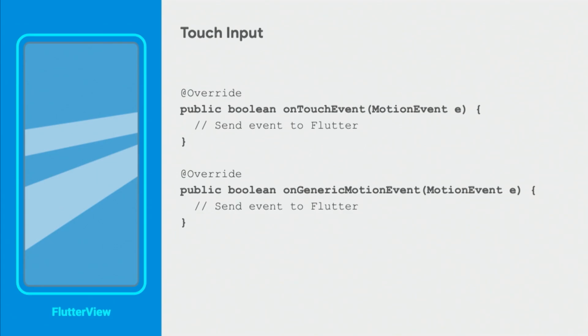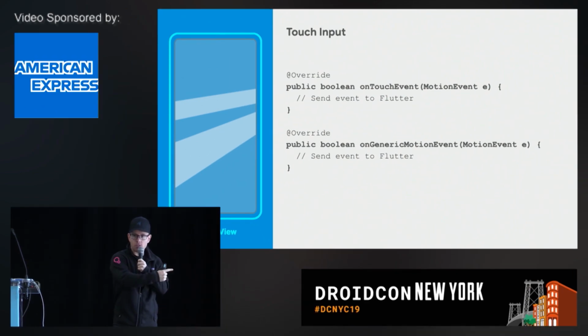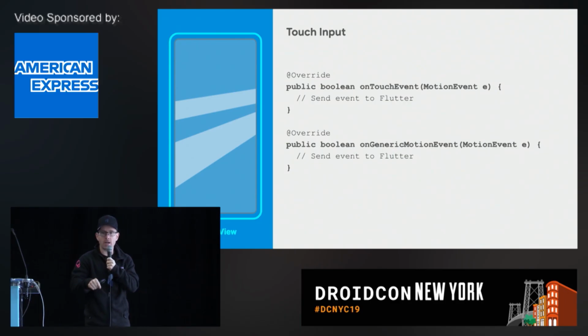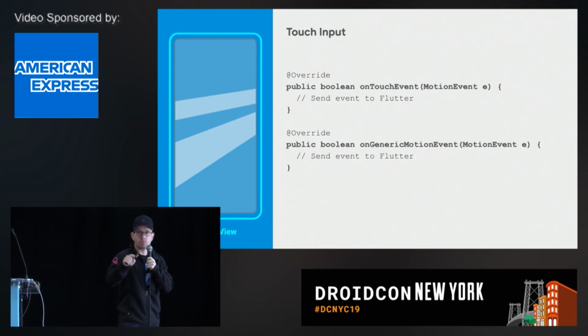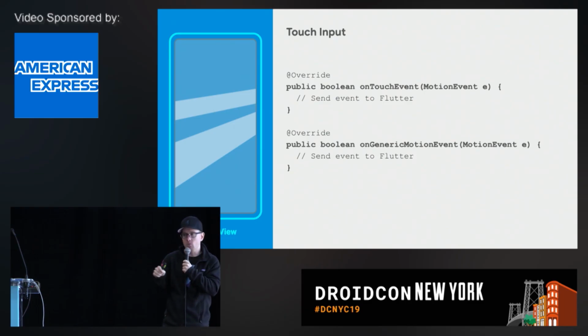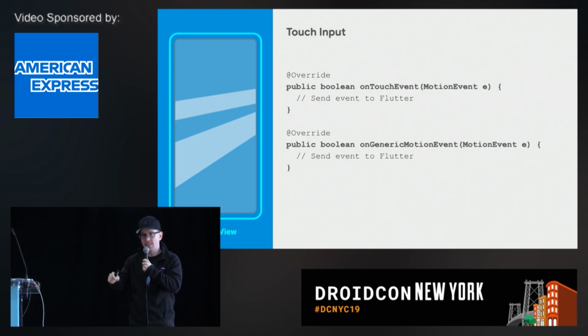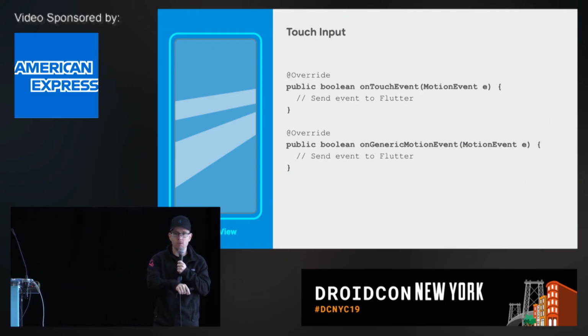So what we do with Flutter View is we take those raw input events and we forward them to the Flutter framework. So those actually get sent over into Dart code. And it's Dart code that recognizes gestures, taps, long presses, drags, all of that is recognized in Dart. And one of the reasons for doing that is that we can take the same gesture recognition logic and we can use it on multiple platforms, like iOS.